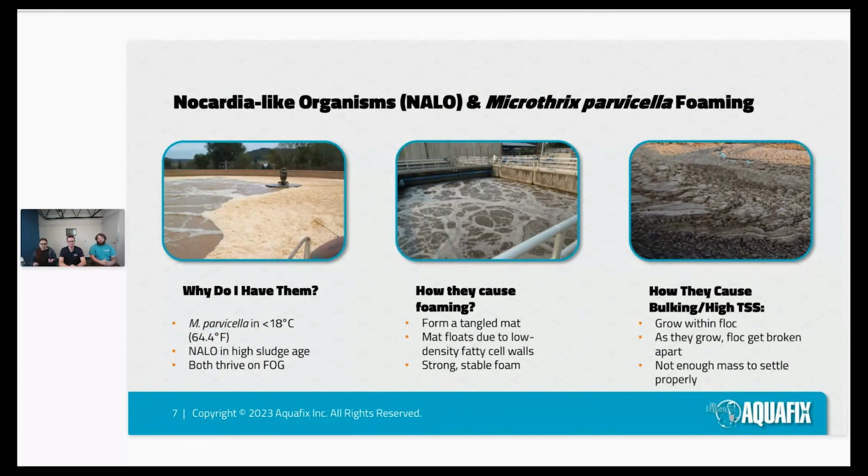Additionally, these filaments can cause bulking and high TSS by growing within floc. When the filaments are within the floc, it's preventing them from compacting really nicely. And if floc can't compact, they can't settle, and that's what causes your bulking and high TSS.